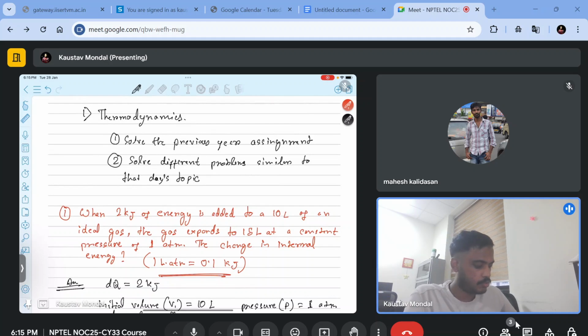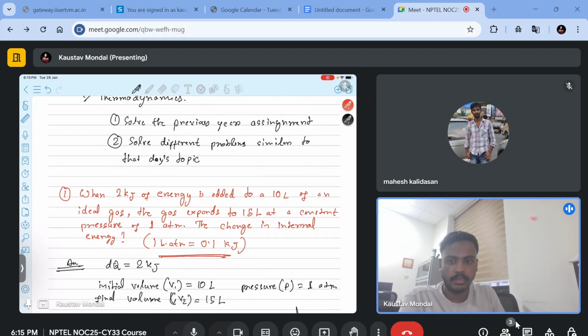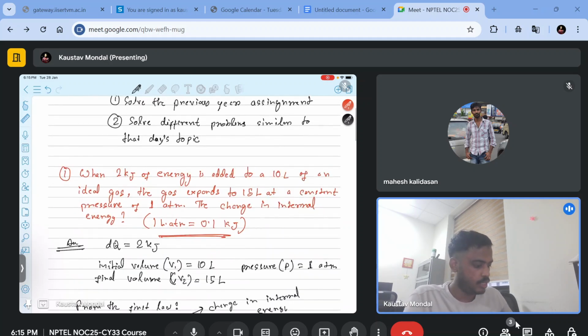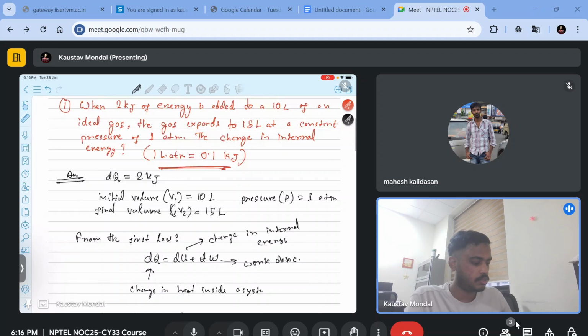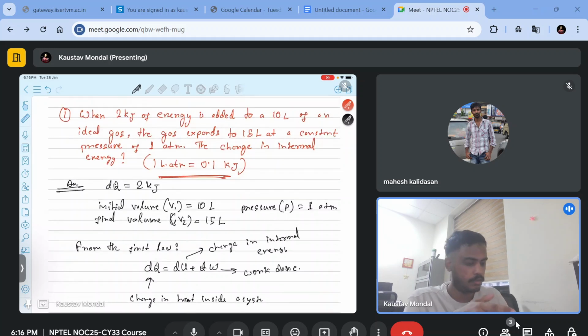The question was: when 2 kilojoule of energy is added to 10 liters of an ideal gas, the gas expands at a constant pressure of 1 atm, from 10 liter to 15 liter. Then we are asked to calculate the change in the internal energy. In order to do that, first we write the information that is already given to us.